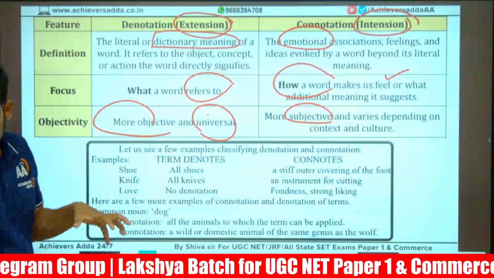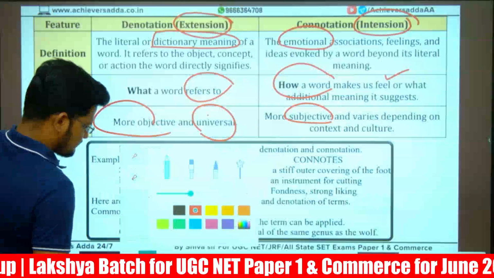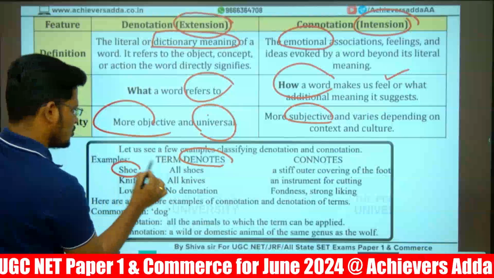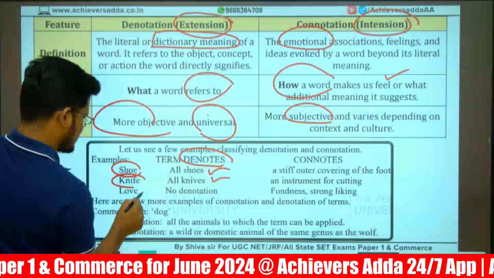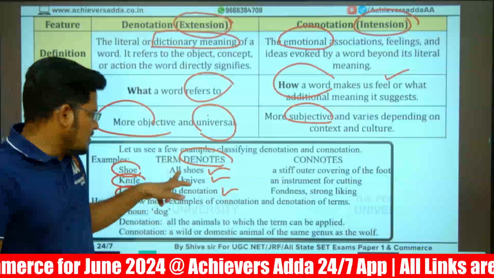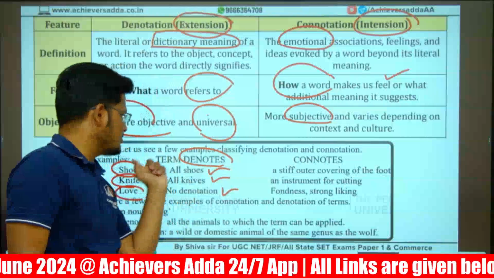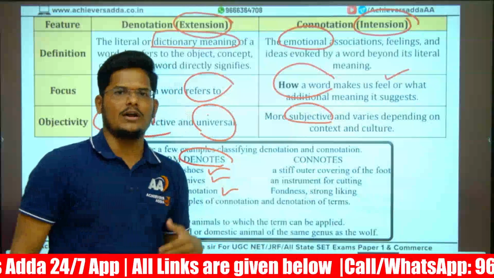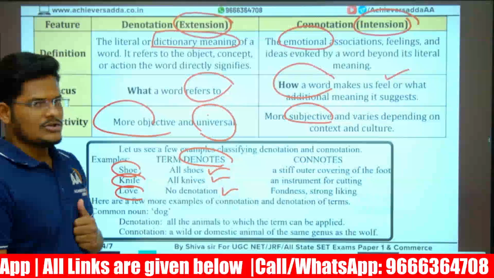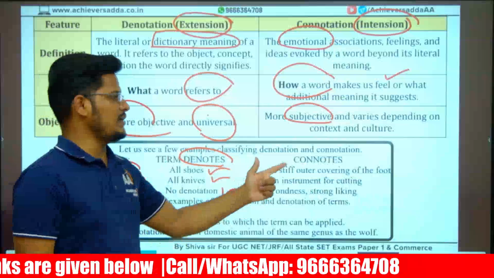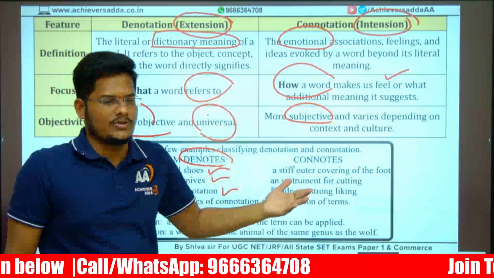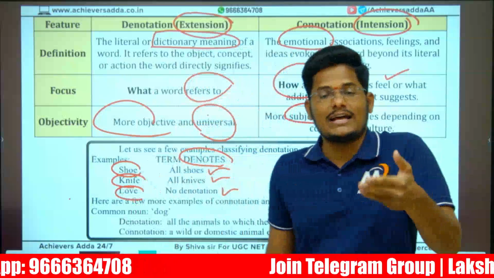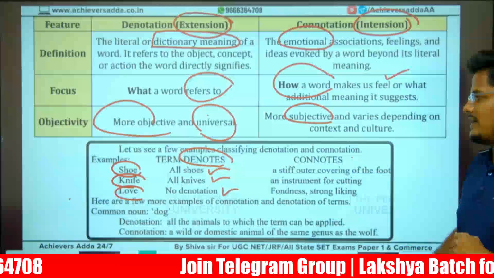If you look at the meanings with this example, the term denote means which signifies something. Shoes means all shoes. Knife means all types of knives. Love means no denotation here. The same thing, shoes in the connotative definition: a stiff outer covering for the foot, whichever is covering the foot is called a shoe. Whereas a knife is an instrument for cutting. That is connotative. We are adding the feeling to it. Cutting is a feeling or cutting is an emotion. Or else covering the foot, where we are adding emotion, or as per the situation we are taking the meaning. That's called a connotation.